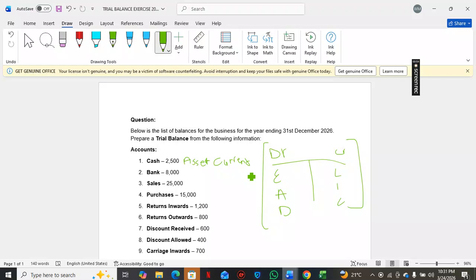Bank. Is bank an asset? Yes, it is. What type of asset? It's a current asset. Okay. Cash and bank are current assets. Okay, colleagues?